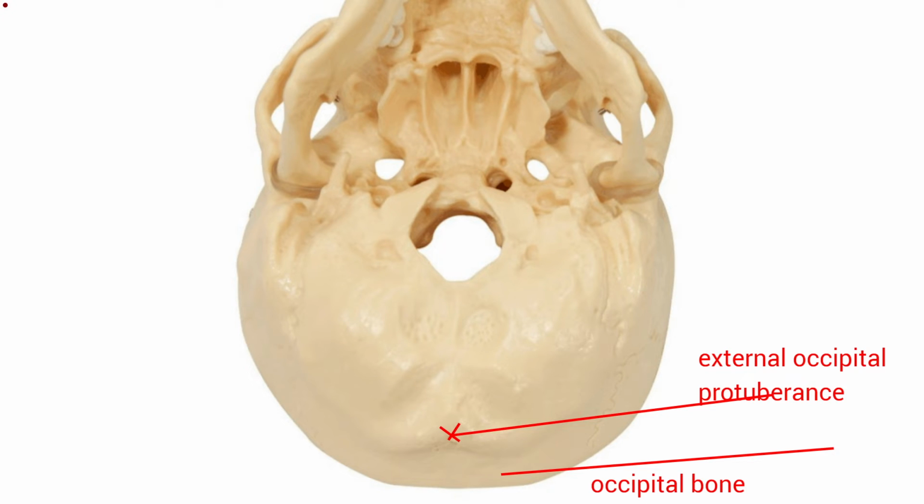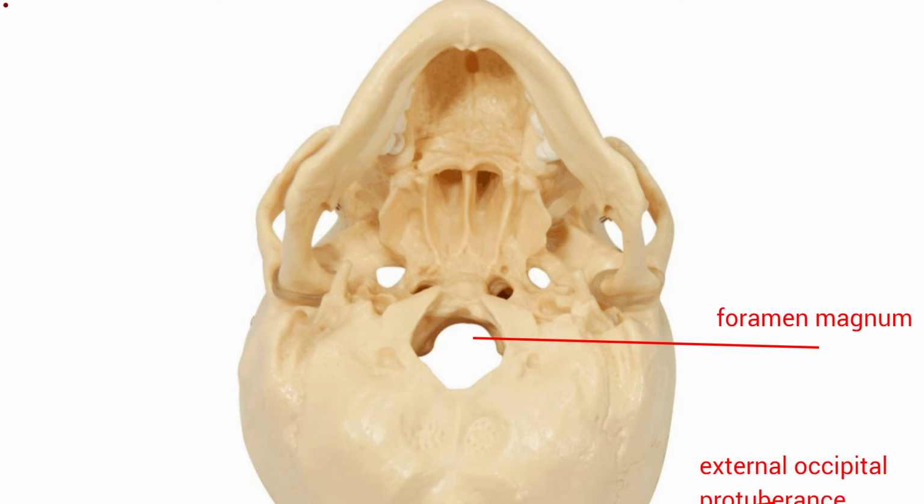We have this big opening called the foramen magnum. Spinal cord comes out there. Let's move it down. We have this, this is all sphenoid here. All of this, that's sphenoid.